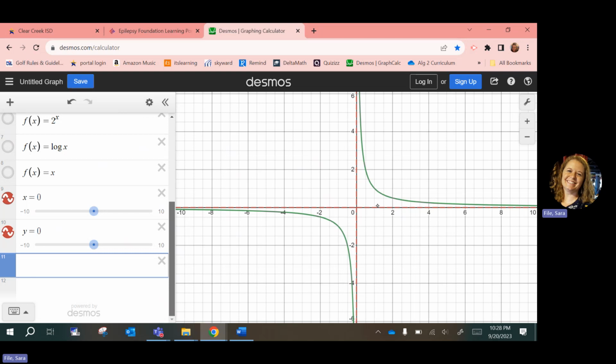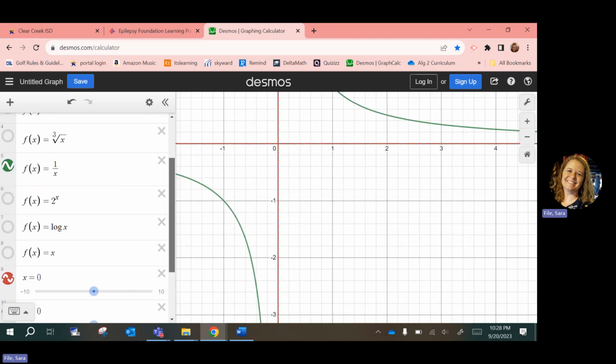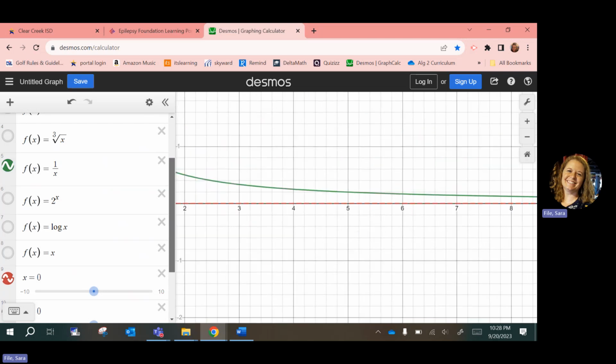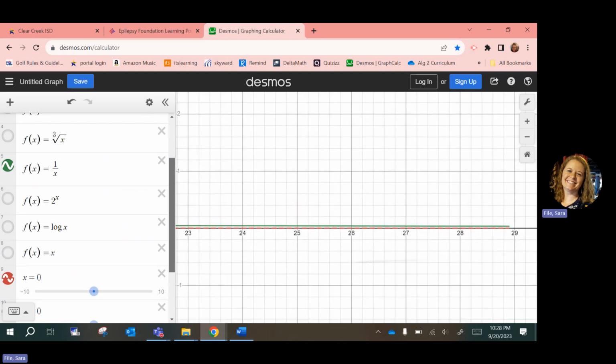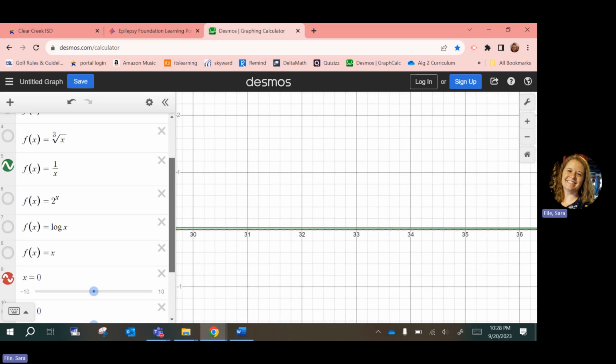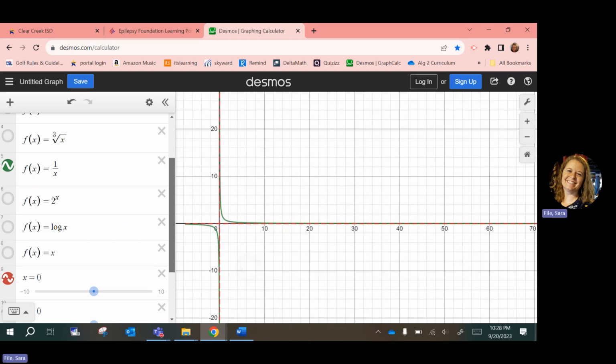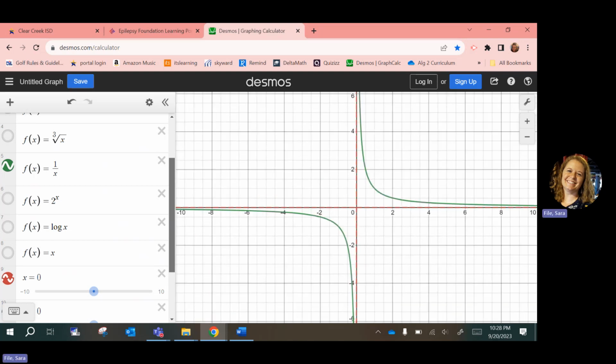Those are asymptotes for this rational function. Okay, and you can zoom in if you want and see those. We get closer and closer and closer, but it's never actually going to reach it. It looks like it's touching it when you zoom out, but it never actually reaches that.